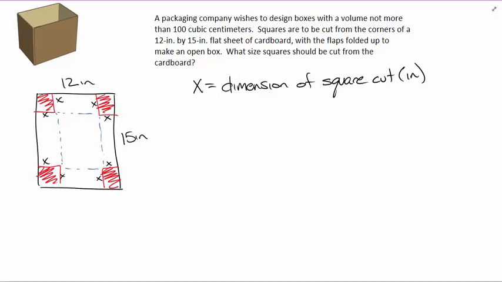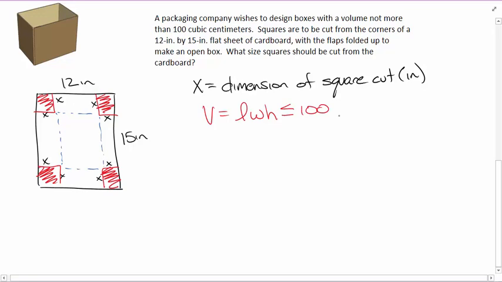I'm now going to write an equation or an inequality with X. The volume, which is going to be length times width times height, needs to be not more than, so less than or equal to, 100 cubic centimeters. So let's plug into this length, width, and height. Let's come back to our box image. The height of this box is going to be X. When we fold up those flaps, the box will come X units out of the screen.